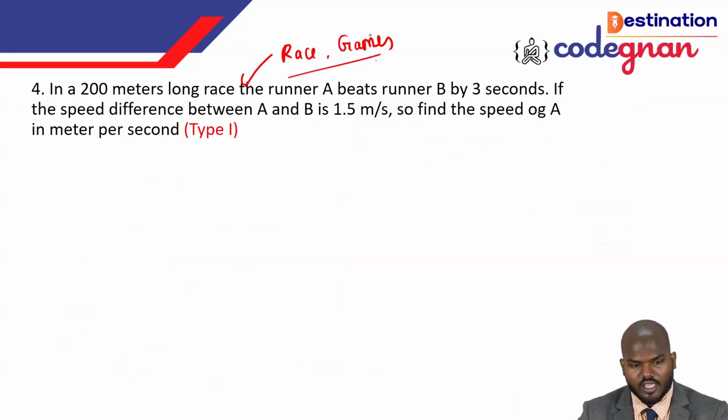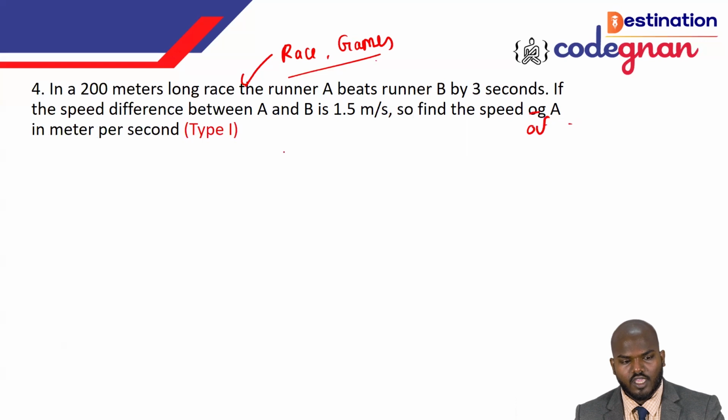In a 200-meter race, runner A beats runner B by 3 seconds is the question. Okay, by 3 seconds, B has been beaten here. If the speed difference between A and B is equal to 1.5 meter per second, find the speed of A in meter per second. What is it equal to?